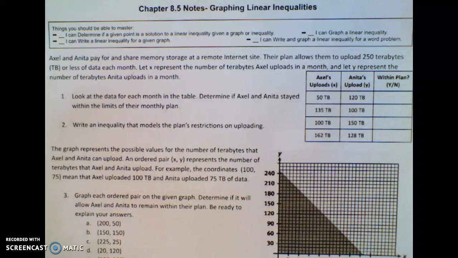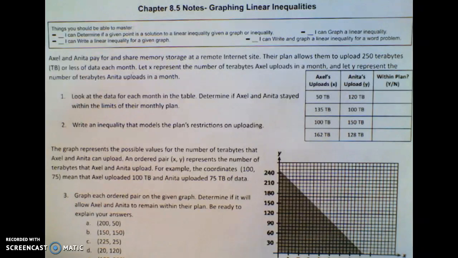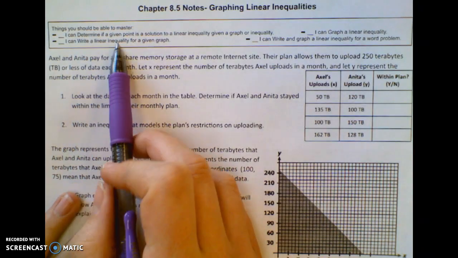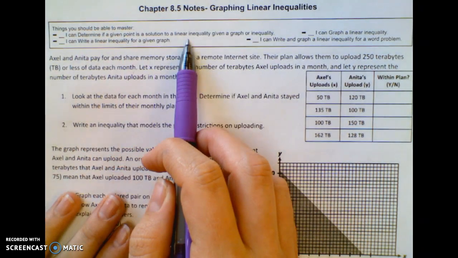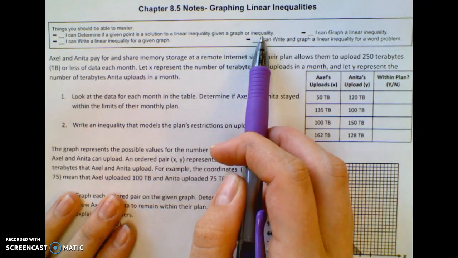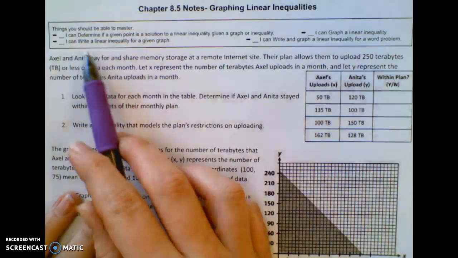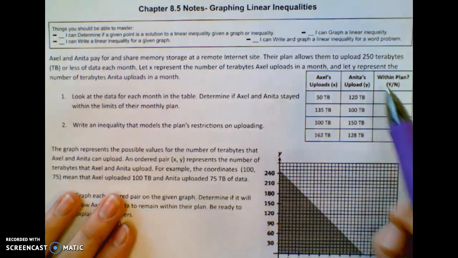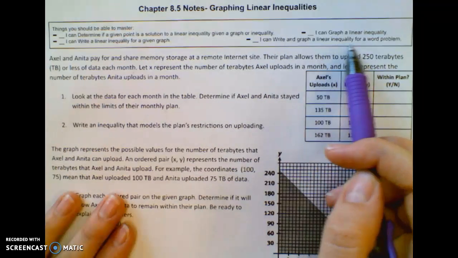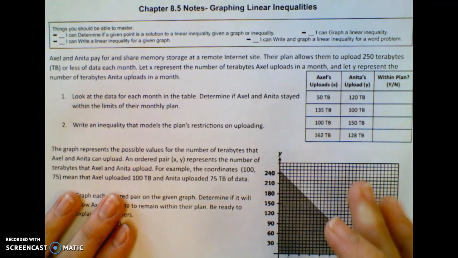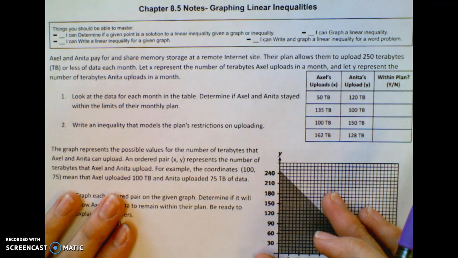All right, we are working on Chapter 8.5 Notes, Graphing Linear Inequalities. So the things we need to be able to do are determine if a point is a solution to a linear inequality of a graph or an inequality itself. We need to be able to graph the inequalities, to write inequalities from graphs, and write and graph an inequality from a word problem. So those are the things we're going to look at today.